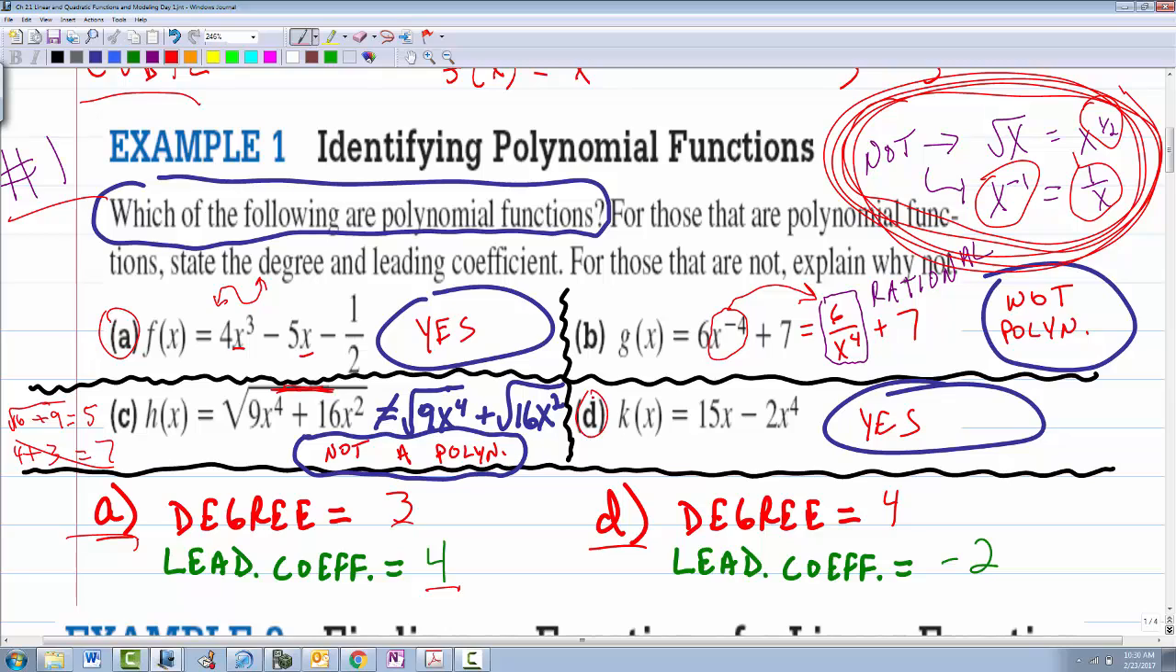Then D, we want to know the leading coefficient and degree 4, because it's either A, all right, fine, B, I can't do this one, there we go, C, or D? Which one is it?